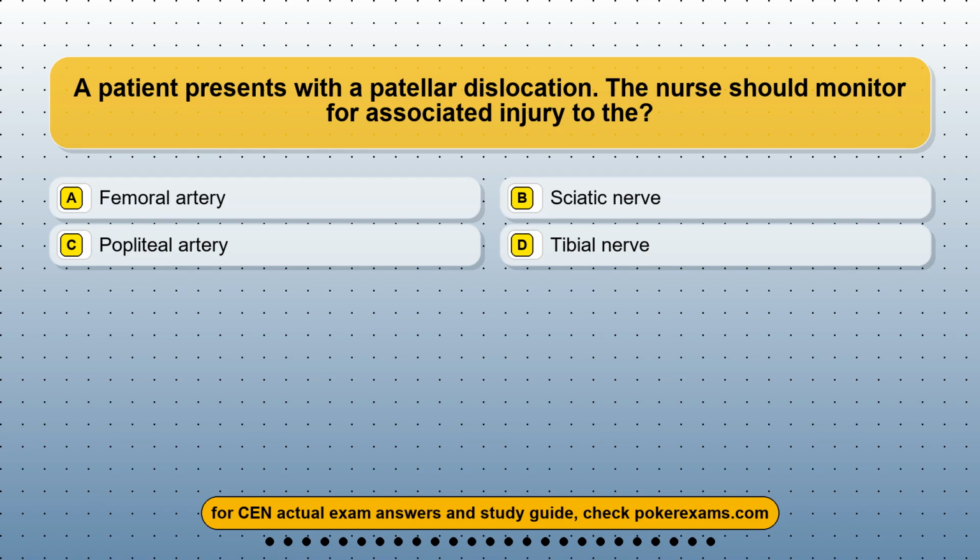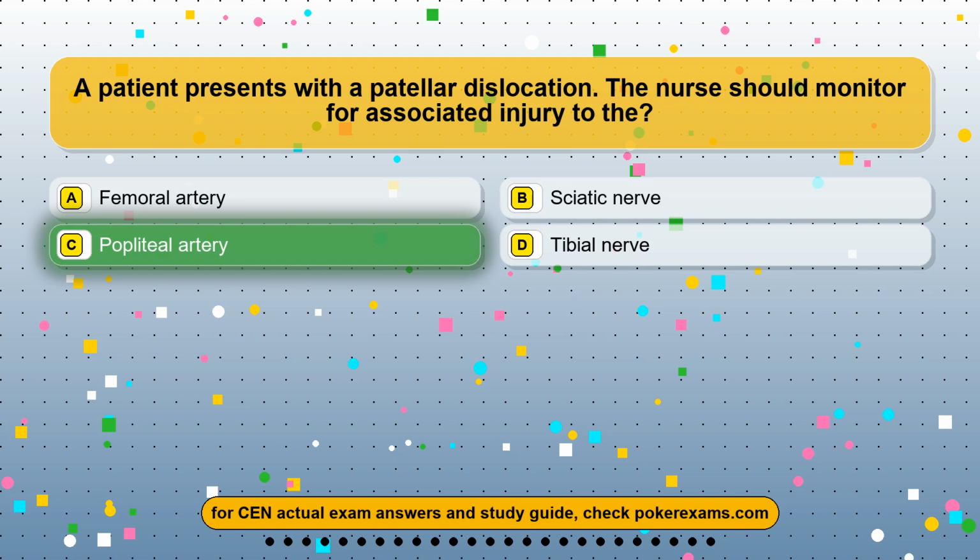Question 1. A patient presents with a patellar dislocation. The nurse should monitor for associated injury to the: Option A, femoral artery. Option B, sciatic nerve. Option C, popliteal artery. Option D, tibial nerve.